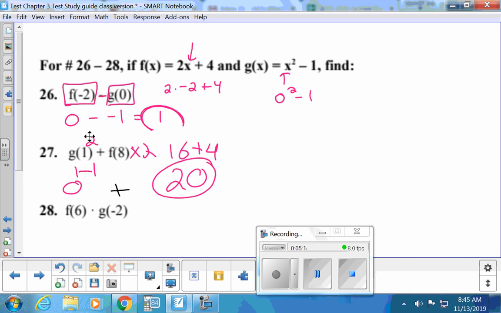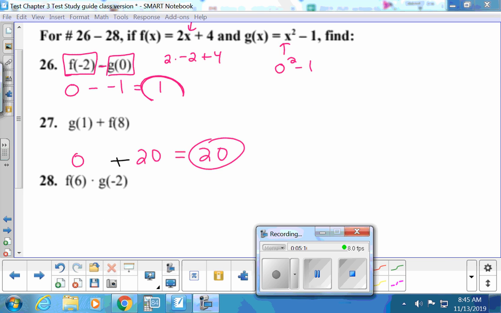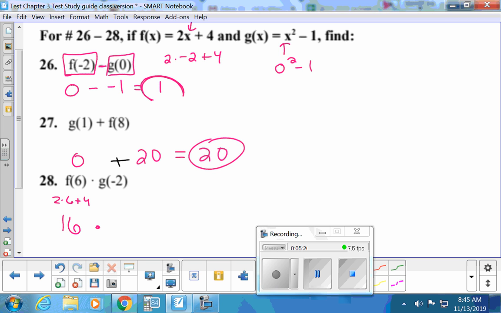Good job. Alright, we're going to put a 6 in for f of x. So 2 times 6 plus 4, what's that end up being? 16. Then you're going to do g of negative 2. So you'll make sure you square the negative 2 with parentheses, subtract off 1. What's that end up being? 3, because negative 2 squared is 4, and 4 minus 1 is 3. Now at the very end, you take your two results and you multiply them, because they have a little multiply sign right here. 48. Okay.